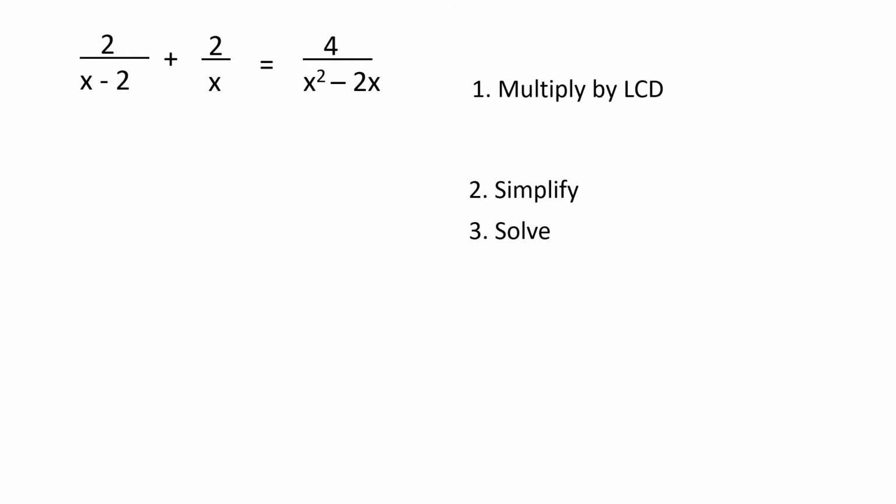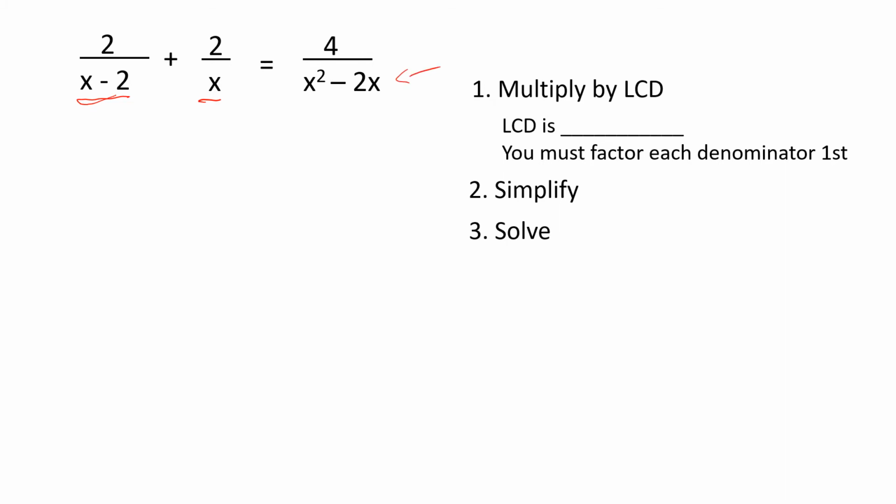Again, it's not a proportion, right? So the first thing we're going to do is multiply by the LCD. In order to find that LCD, we have to make sure everything's factored. So the x minus 2 is prime, this is prime, but this one right here is not prime. So we have to factor it. We have to factor all of our denominators.